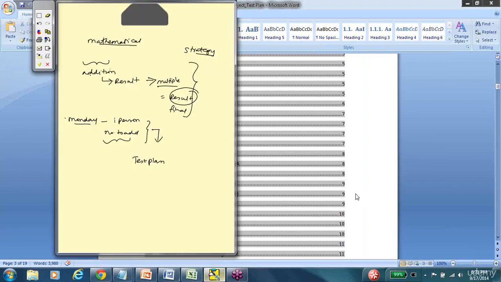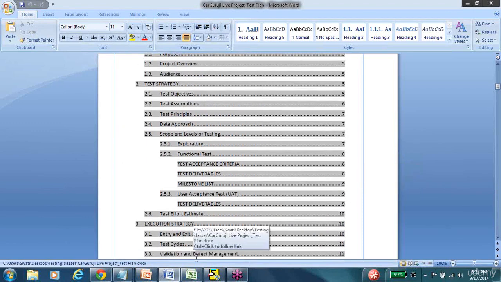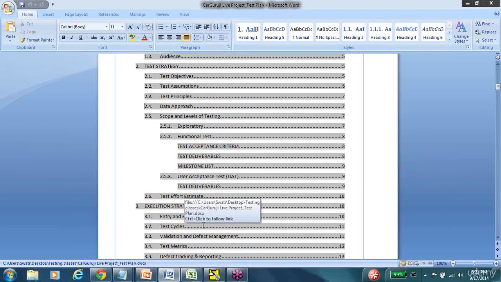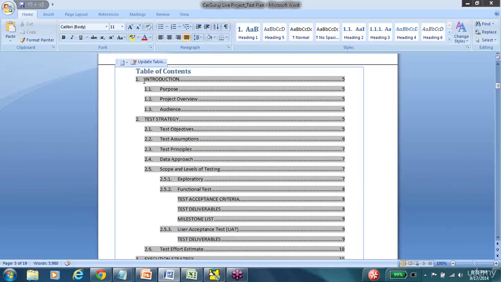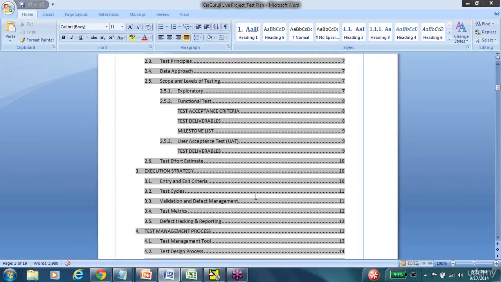Okay, so that's what a test strategy is. If you look here, it is telling you what are the objectives, what are the assumptions, what are the principles, and all of that. So this is exactly about how you are going to test the application that you have on hand right this minute. But when you look at the overall test plan, it includes all the other things like environment and all of that other stuff.